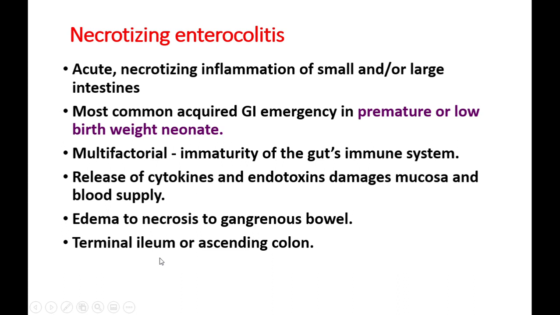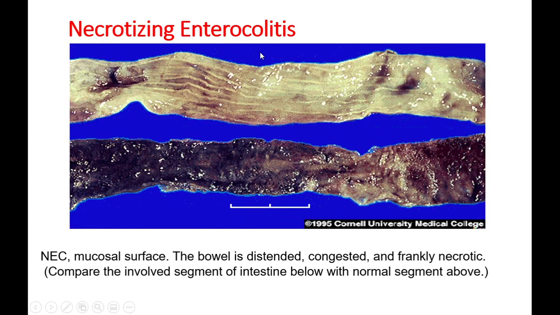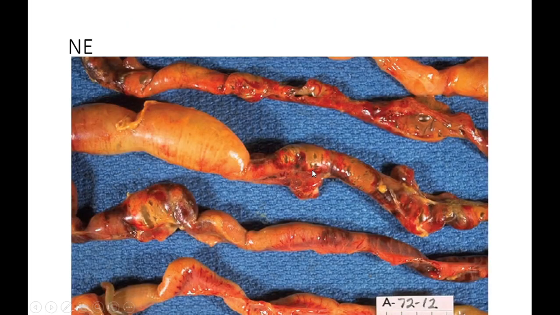So in premature or low birth weight neonates, due to immaturity of the gut immune system and proliferation of pathogenic bacteria within the lumen, necrotizing enterocolitis most commonly involves the terminal ileum and the right colon. The segment involved is distended, swollen, congested, and sometimes with gangrenous changes. Perforation and peritonitis are complications that may occur. Again, here is a comparison between normal lining mucosa and necrotizing enterocolitis, and a bowel segment in which the bowel is congested, distended, and necrotic. Another picture of necrotizing enterocolitis: distended bowel, congested hemorrhagic foci, and necrotic areas.